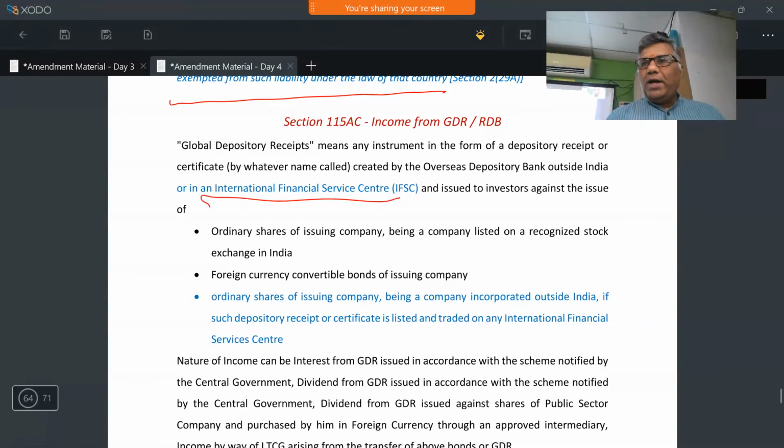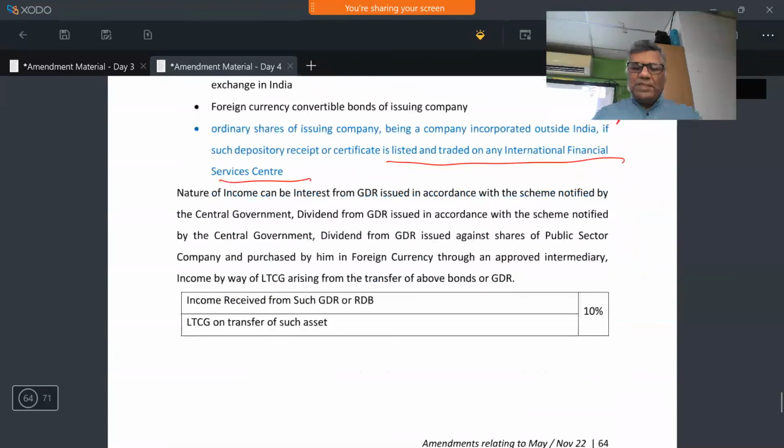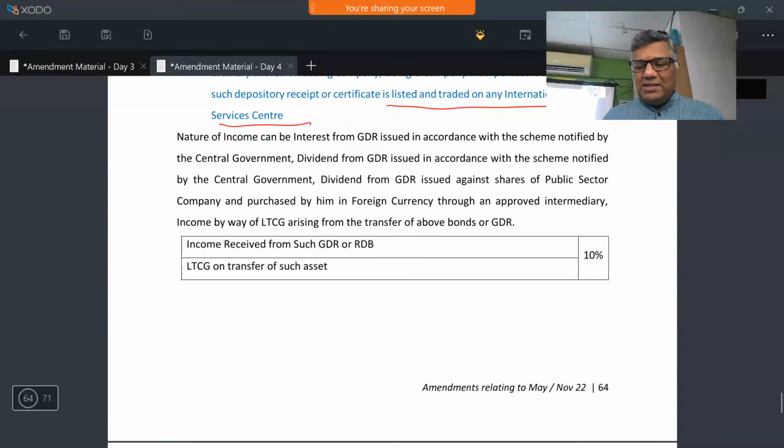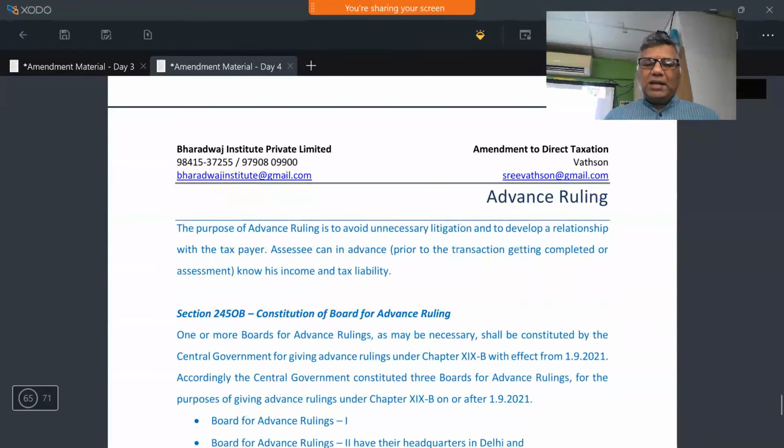Global depository receipts are taxable at 10%, both the dividend and the LTCG. Ordinary shares of an issuing company, being a company incorporated outside India, if such depository receipt or certificate is listed in IFSC, that is also considered as GDR. Just an extension, but we have seen this. This is just taxable at 10%. Am I clear to you? Okay, right.